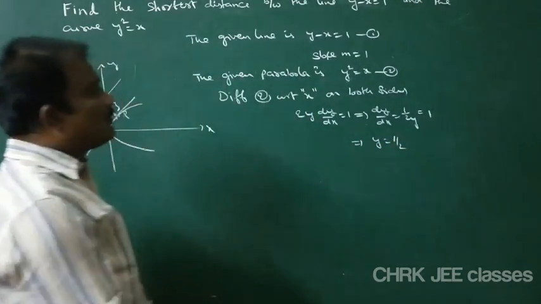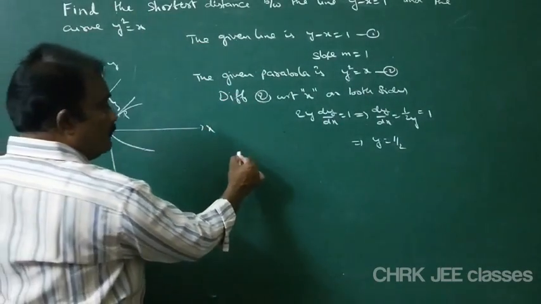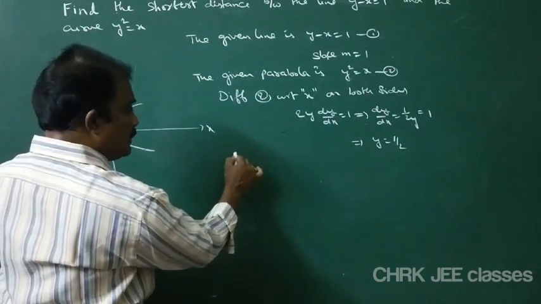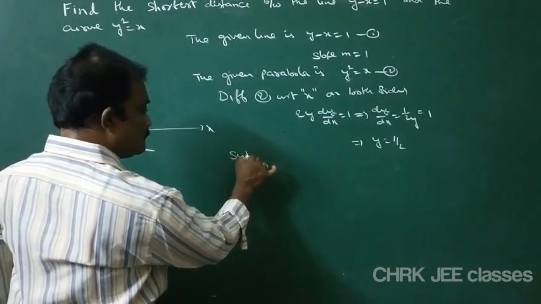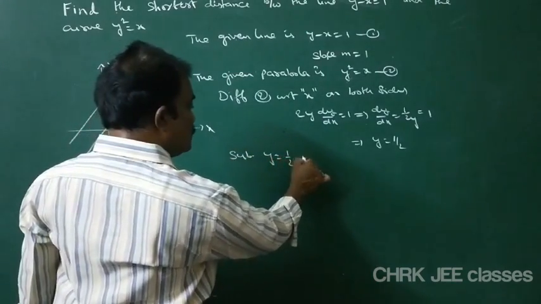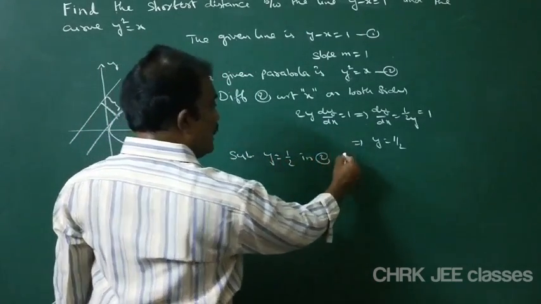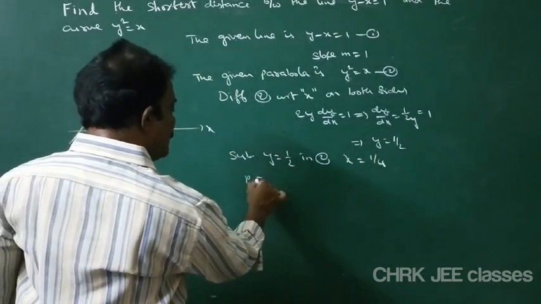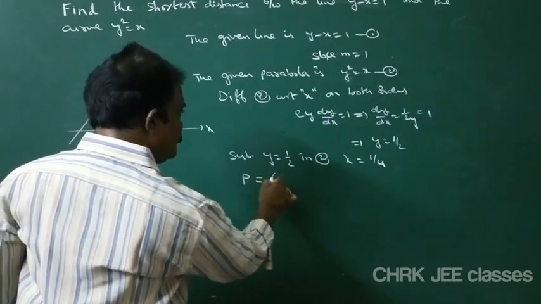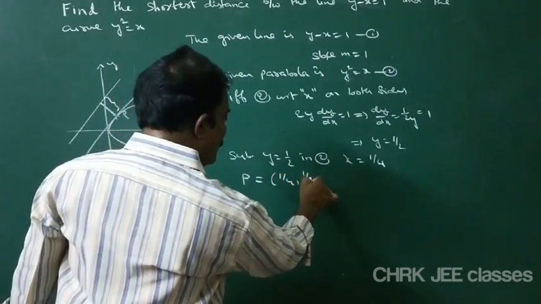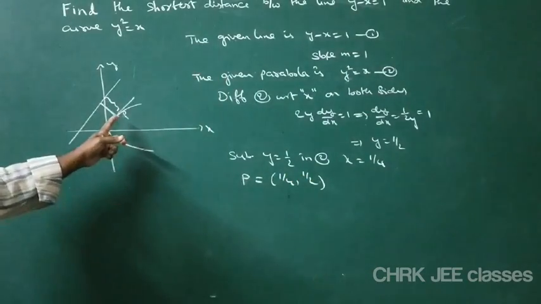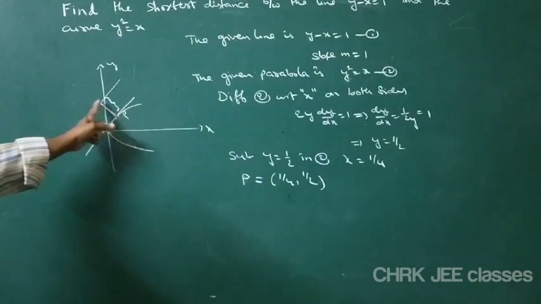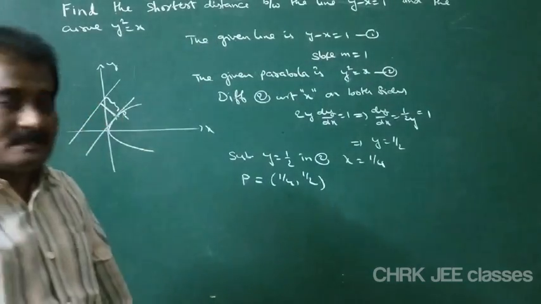By substituting y equal to 1 by 2 into 2, x equal to 1 by 4. Therefore P (x, y) equal to (1 by 4, 1 by 2). This is the point P. The perpendicular distance from P to the given line is the shortest distance.